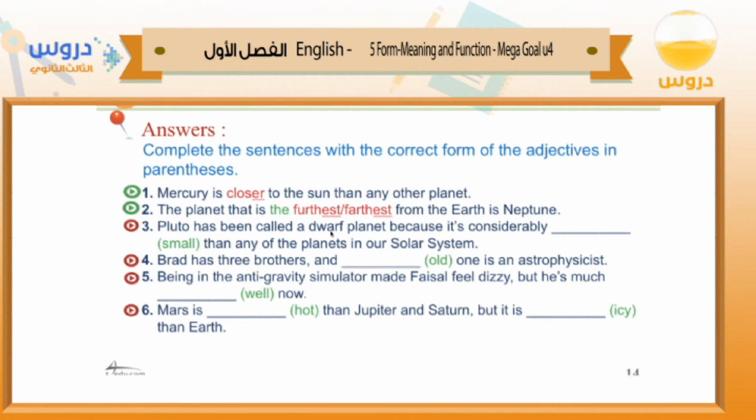Number 3, Pluto has been called a dwarf planet because it's considerably smaller than any of the planets in our solar system. So what do you think here? Than any of the planets in our solar system. Is it comparative or superlative?